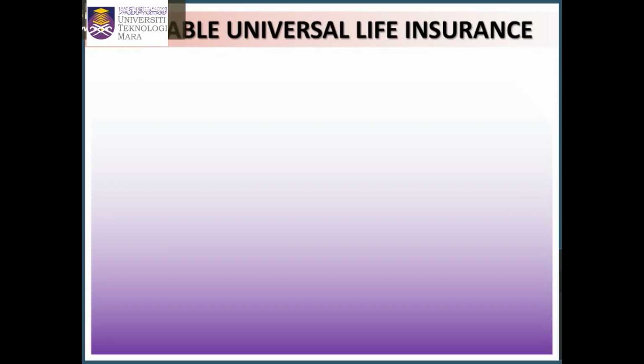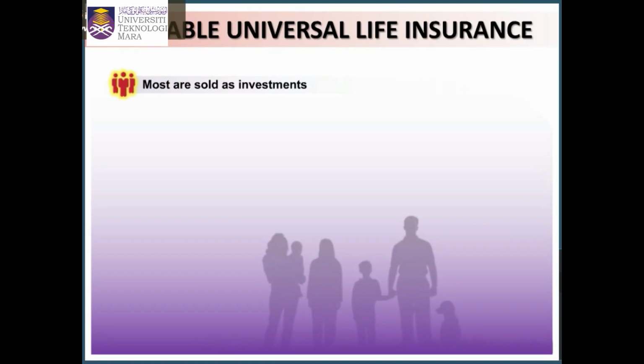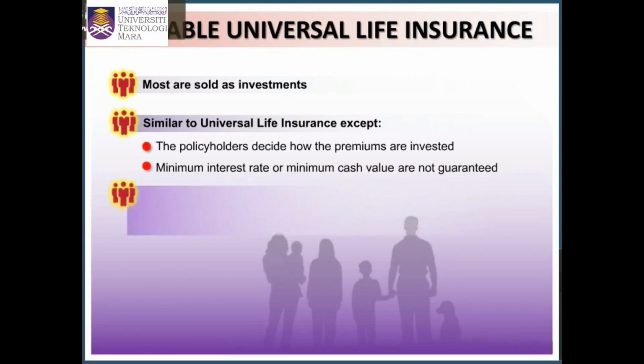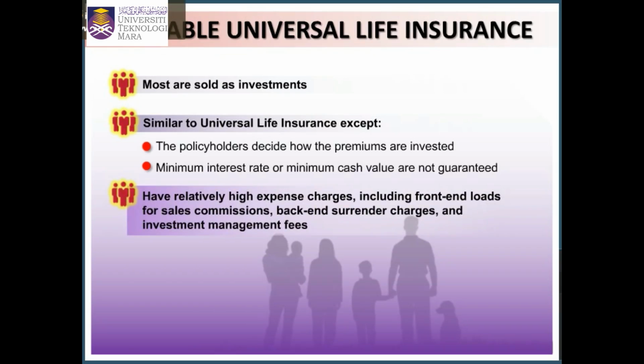Variable universal life insurance. Most are sold as investments. Similar to universal life insurance except the policyholders decide how the premiums are invested. Minimum interest rate or minimum cash value are not guaranteed. Have relatively high expense charges, including front-end loads for sales commissions, back-end surrender charges, and investment management fees.